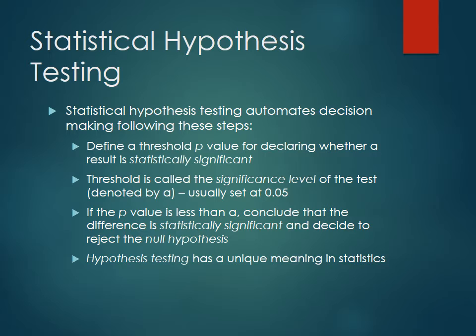Typically it's either 0.05 or 0.01, and that's really going to tell you what you're going to consider significant or not. So if your results come back and the p-value is less than your alpha, then you would conclude that the results are statistically significant and you reject the null hypothesis. Otherwise, you're going to retain the null hypothesis, saying there's no difference between the groups.